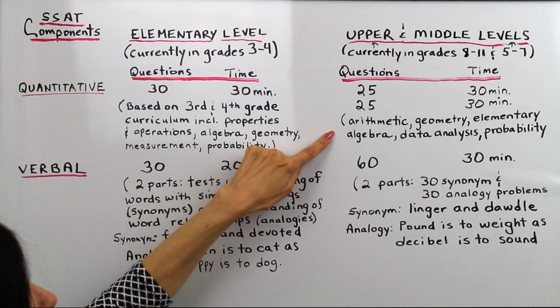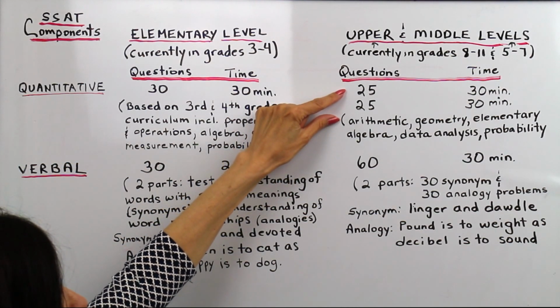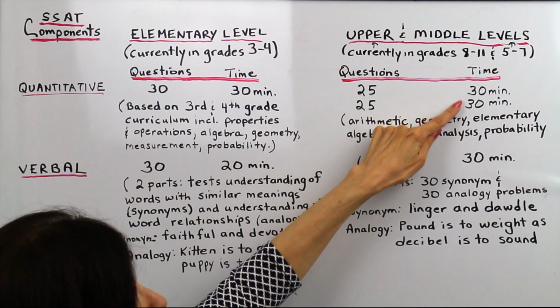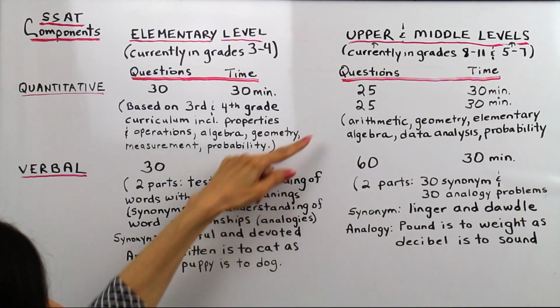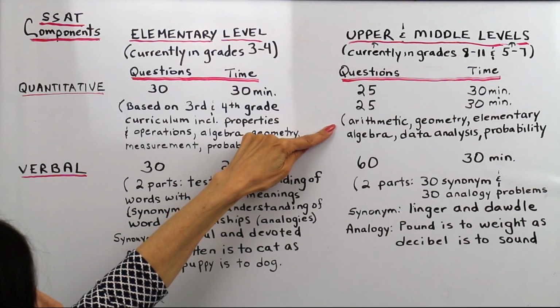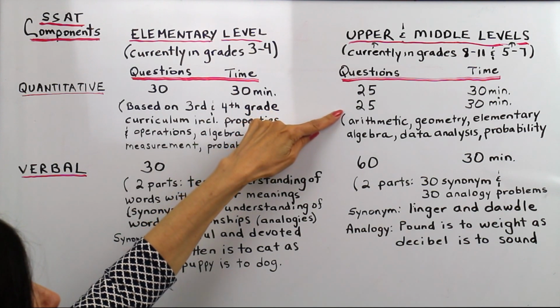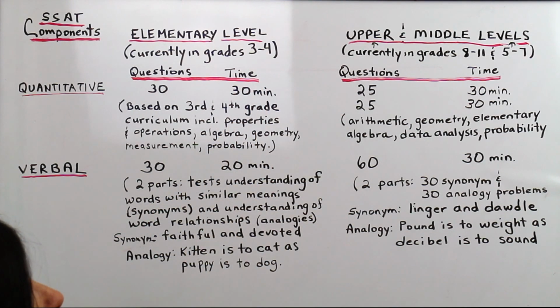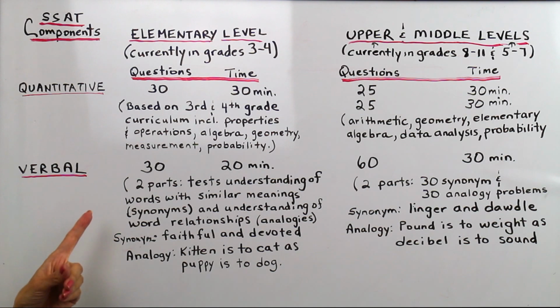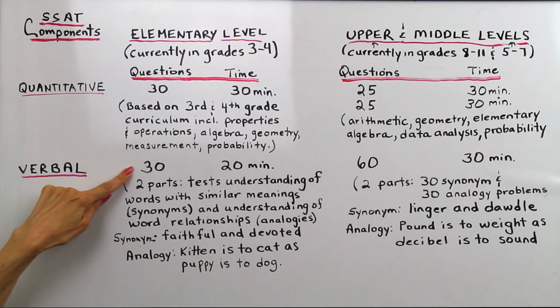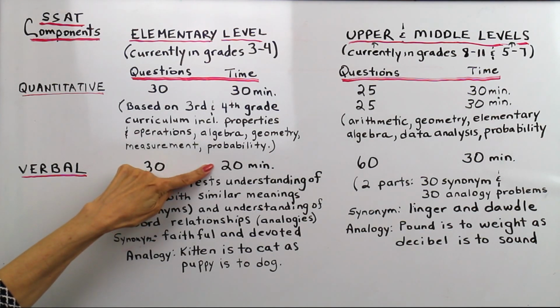For the upper and middle levels, there are 2 quantitative sections, 25 questions each. Each one is 30 minutes. And that section is comprised of arithmetic, geometry, elementary algebra, data analysis, and probability. Since there's 2 math sections, the upper and middle levels have 5 sections in all, and the elementary level has 4.